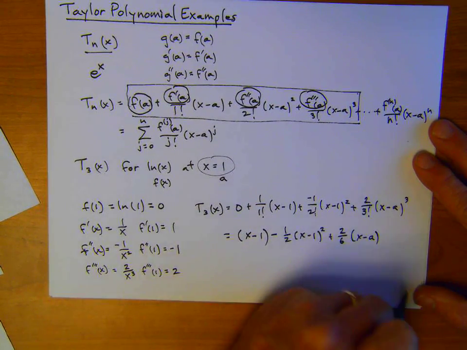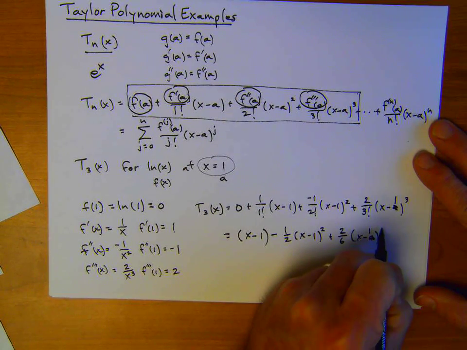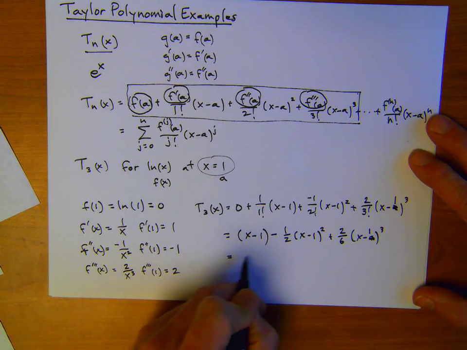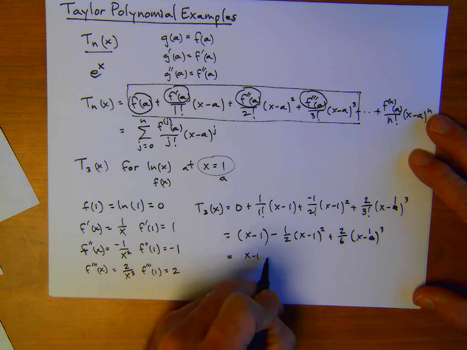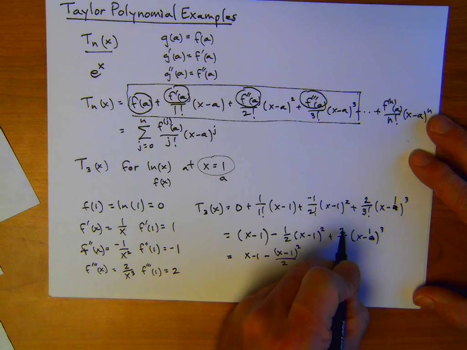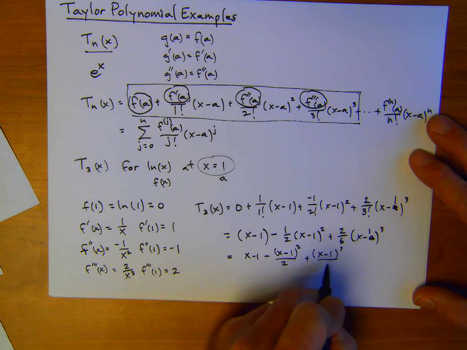Whoops, why did I write a... That should be a 1. That should be a 1. That's cubed. All right, finally I could simplify this a little bit just to make it look a little bit nicer. Minus (x minus 1) squared over 2. And notice that 2/6 is 1/3, so I get (x minus 1) cubed over 3.